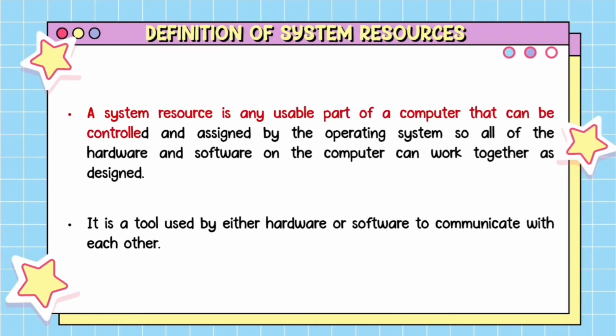So, what is system resources? System resources is a tool used by either hardware or software to communicate with each other. Moreover, system resources can be used by users when opening programs and applications, as well as by services which are usually started automatically by your operating system.